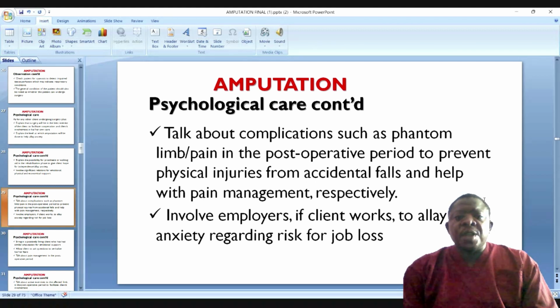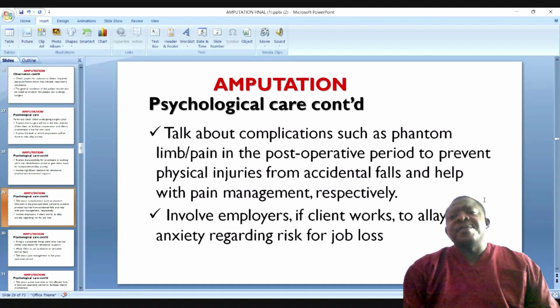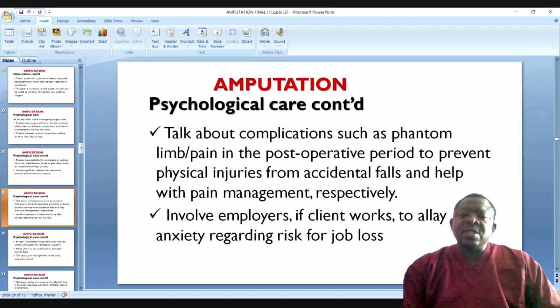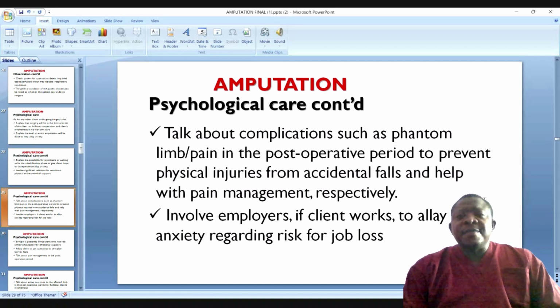You still feel as if that part is still there, but it has been removed because it's still registered in the brain that it is there. So you may even feel like scratching that part. So explain to the patient that they may have these feelings. Okay, so you can encourage and ask the patient to verbalize so that you can allay more of the things that they might be anxious about.